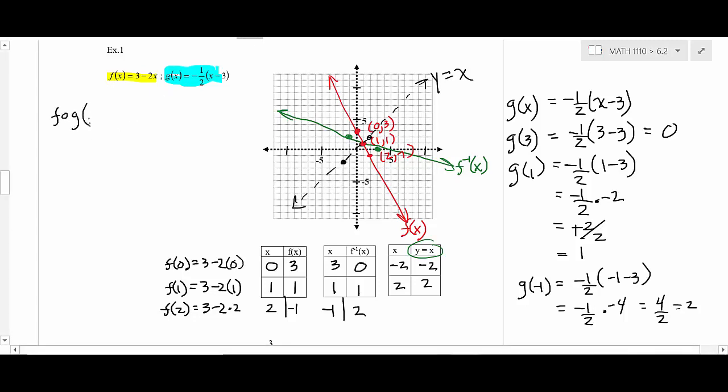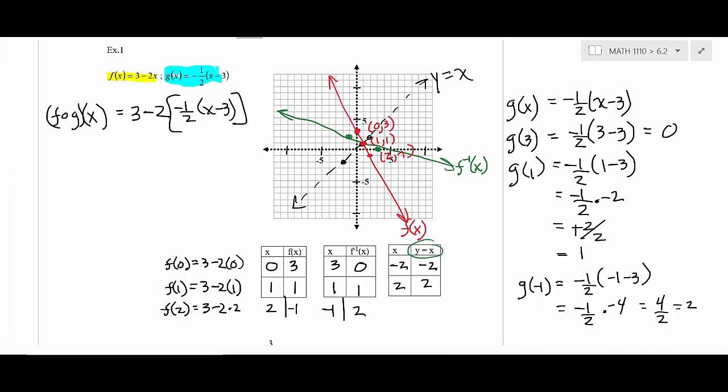We're going to do f composed with g of x. We've learned how to do compositions. Let's do this both ways, and then that'll be a good stopping point for us. So if we do f composed with g of x, we do 3 minus 2 times something. What goes into the bracket? The other function, g of x, exactly. So you plug it in. Now you're going to simplify it, and if it turns out to be x, that means it's an inverse.